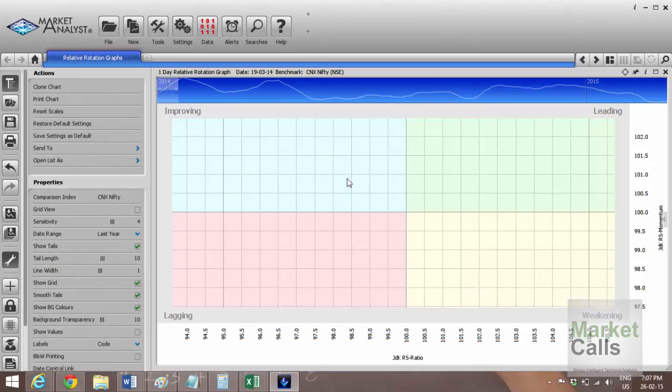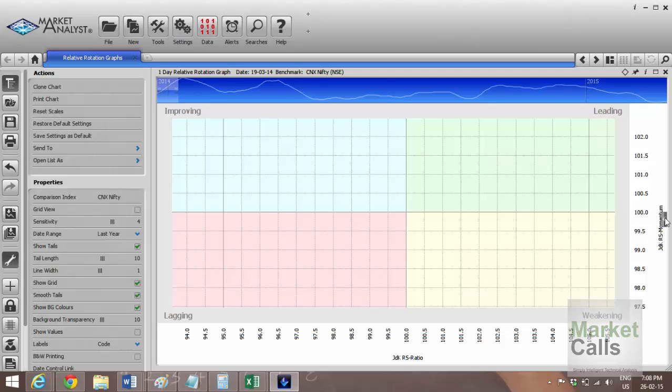You can see all the four quadrants: the leading quadrant, which is in green color, the weakening quadrant in yellow, and the lagging quadrant in red. The lagging quadrant essentially tells about underperforming sectors, whereas the leading quadrant tells about the leading stocks or sectors, and the improving quadrant tells whether the stock can get into the leading mode. We currently have taken CNX Nifty as the benchmark here.